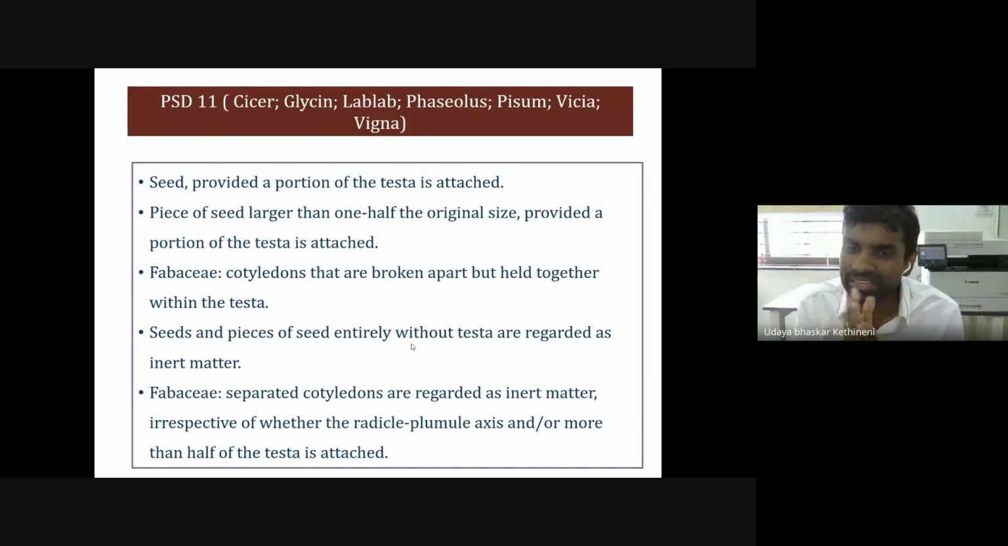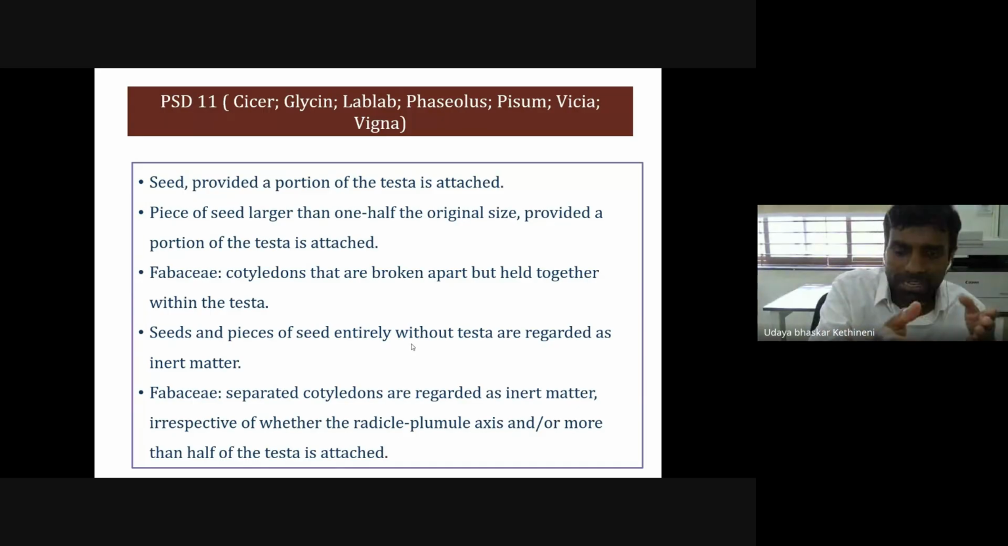I have told you that for each crop species, one pure seed definition is there, and the pure seed depends upon that. For example, in the case of pulses, if a seed has a small portion of testa attached, it is also considered a pure seed. It is not that the entire testa has to be there. For example, here you see the conditions for pure seed definition 11. It includes all the above-mentioned crop species, like Cicer, Glycine, Phaseolus, Pisum, and these. The first criterion is that the seed should have a portion of testa attached, then a piece of seed larger than half the original size. Seeds and pieces of seed entirely without testa are regarded as inert matter. Like this, for each crop a pure seed definition is there.